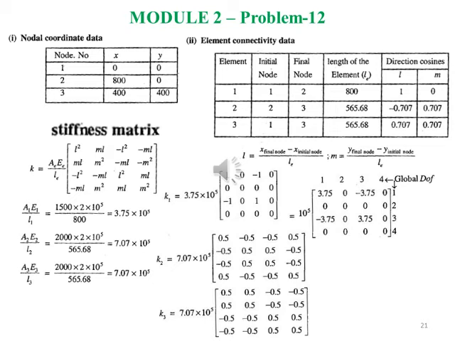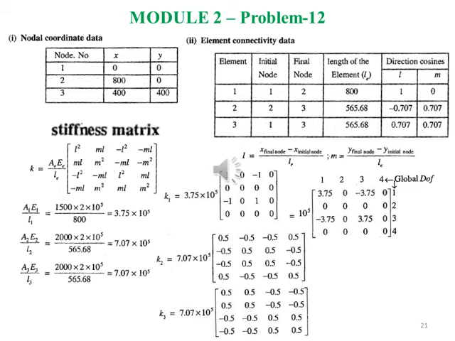Next, direction cosines L and M. For element 1, the L value is 1 and the M value is 0. L is the x value of the final node minus the x value of the initial node, divided by the length of the element. And for M, it is the y value of the final node minus the y value of the initial node, divided by the length of the element. So the L value and M value we have calculated.